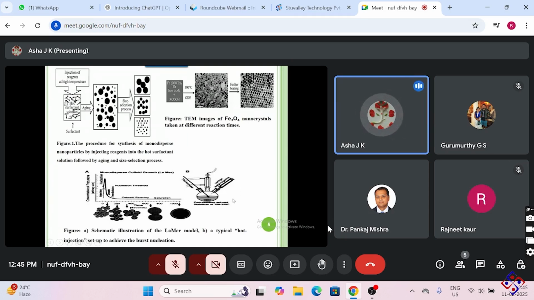So in this method, rapid injection leads to instantaneous nucleation, followed by the production of uniform nanoparticles. So these two explain: the first one, the LaMer model, explains how to achieve monodisperse nanoparticles through burst nucleation and controlled growth. And the second figure explains hot injection synthesis, a widely used technique to ensure rapid and uniform nucleation, leading to high quality nanomaterials or nanoparticles.